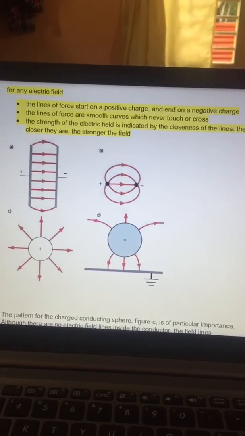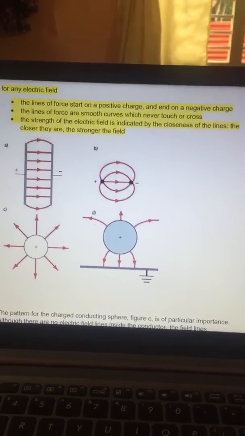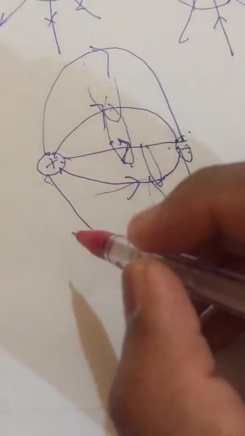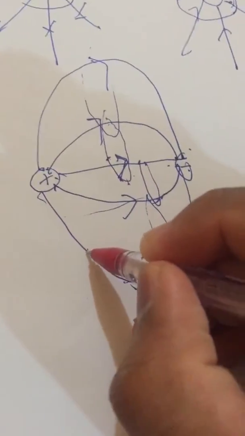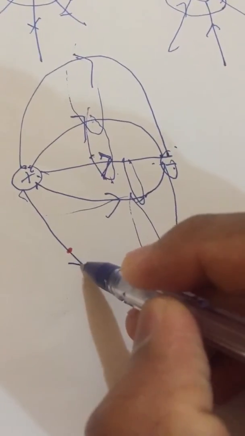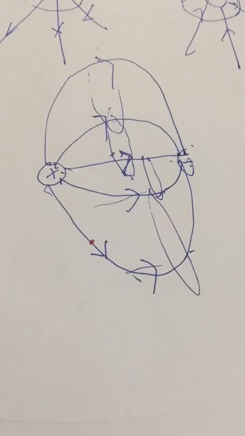Now the second property, the lines of force are smooth curves which never touch or cross. Now why should they not touch or cross? Because these lines indicate the direction in which the positive charge is eventually going to move. So if a positive charge is here and the line is indicating in this direction, then it means it is going to move in that direction.